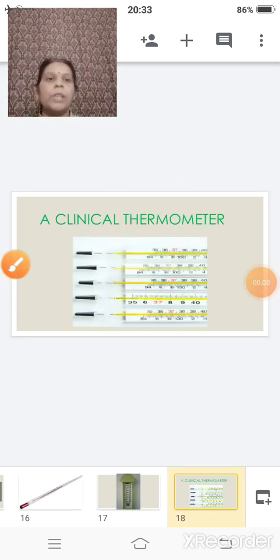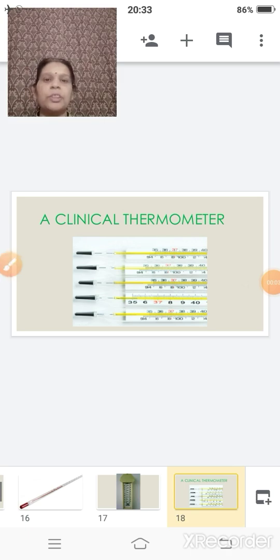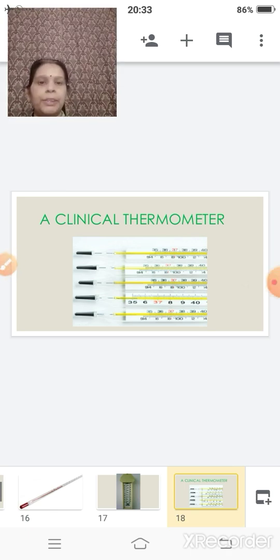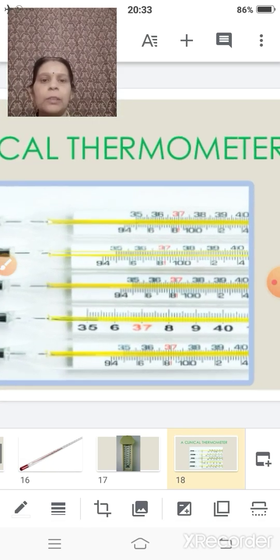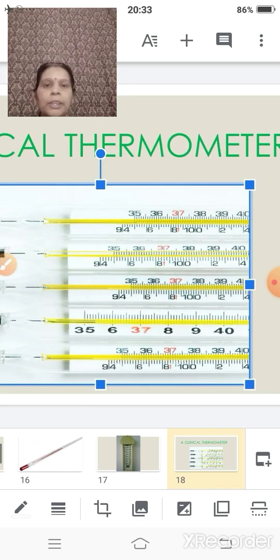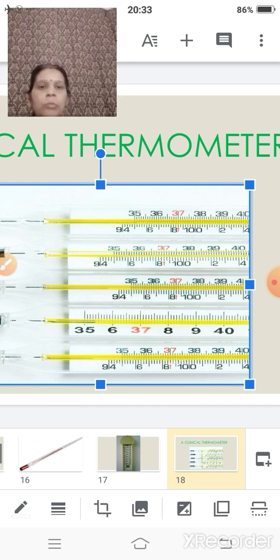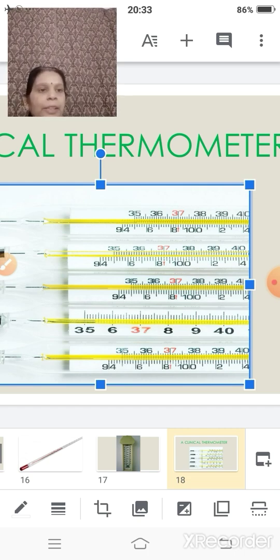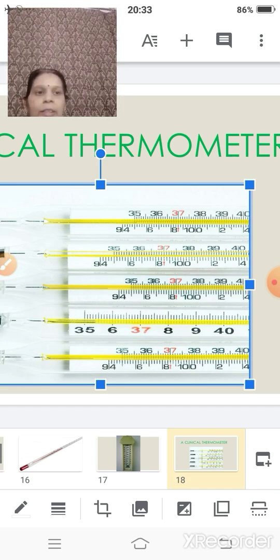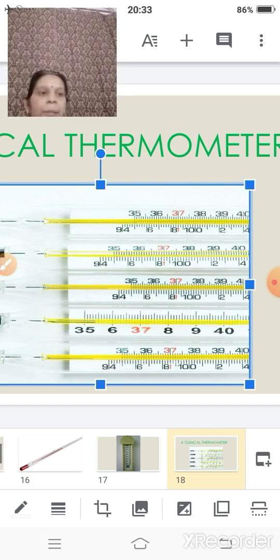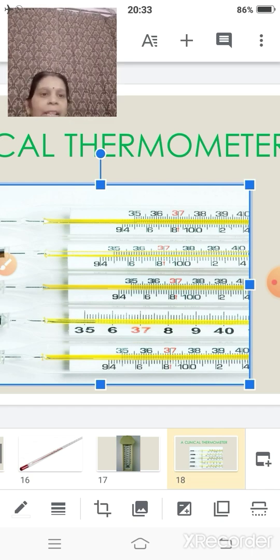So children, here we will start the discussion of the clinical thermometer. Here you can see the clinical thermometer on the screen. You can see the measurement, it is ranging from 35 and going above, but in between, in red color, 37 is written. 37 degrees Celsius is the normal body temperature of a healthy person.